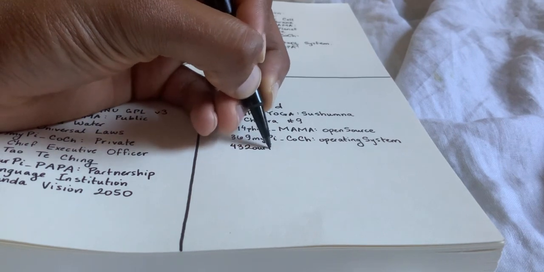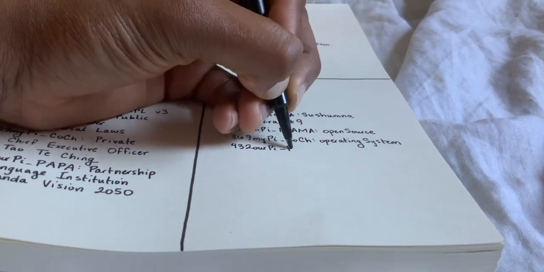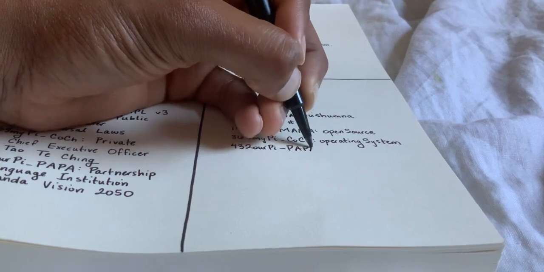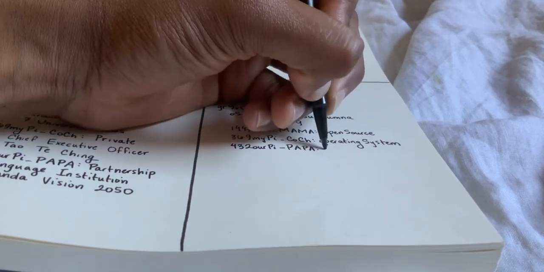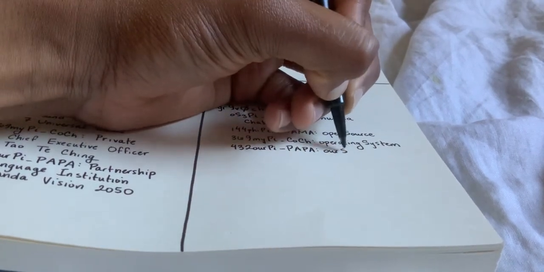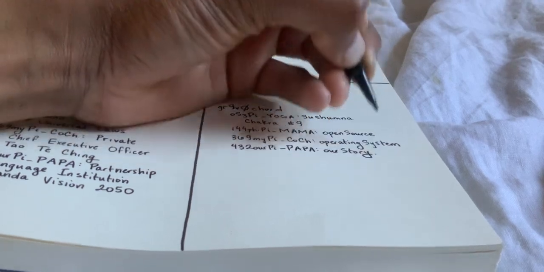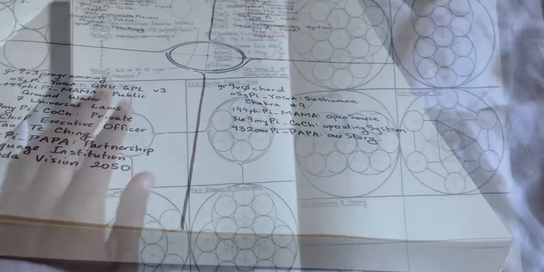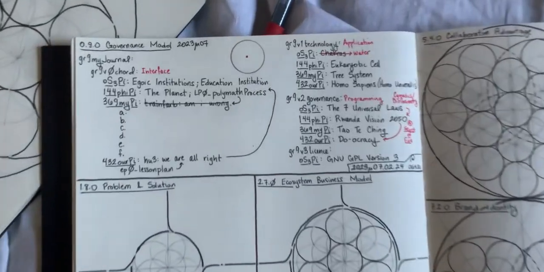Finally, you have 432 RPI, the Papa Protocol. And this is the partnerships. These are the institutions that you're creating. These are the projects you're creating. And again, this is how we have tree systems. So this is RStory.